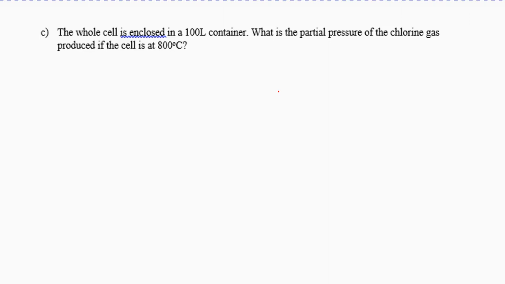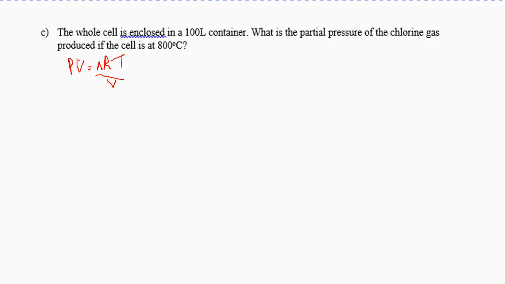Let's have a look at the very last part of the question. It says the whole cell is enclosed in a 100-litre container. What is the partial pressure of the chlorine gas produced if the cell is at 800 degrees Celsius? So if we remember back to Head Start, we're going to be using our ideal gas law. So PV equals nRT over V. Then what we need to do is substitute our information in.